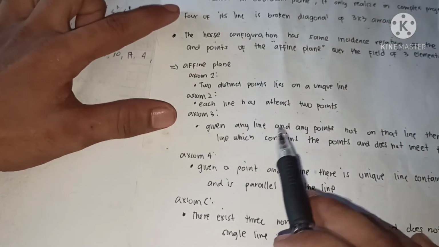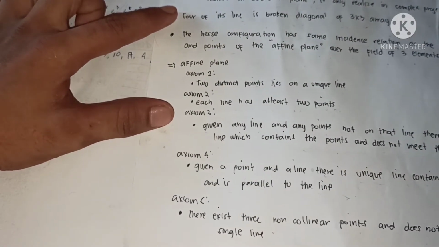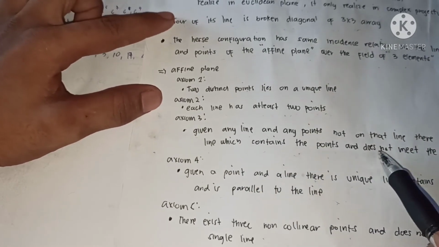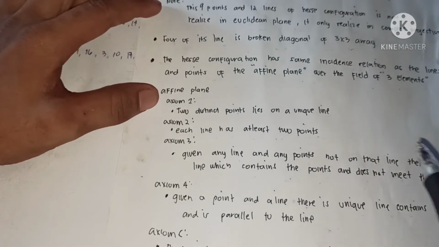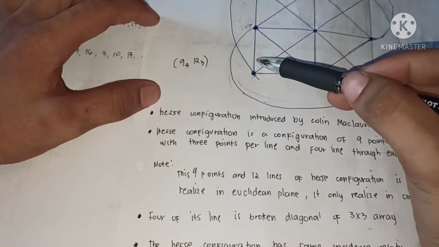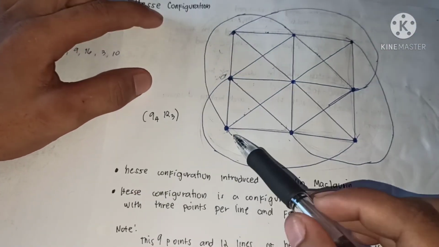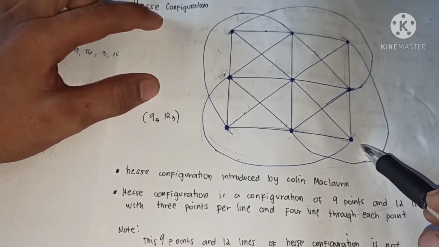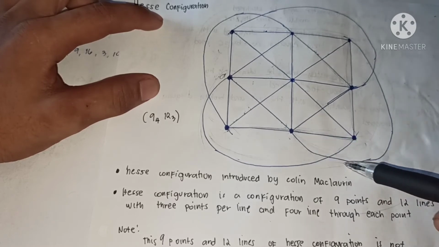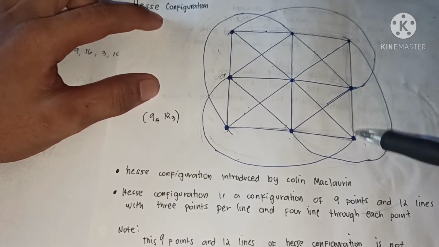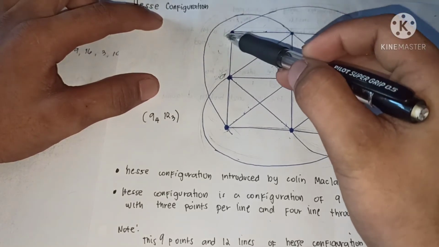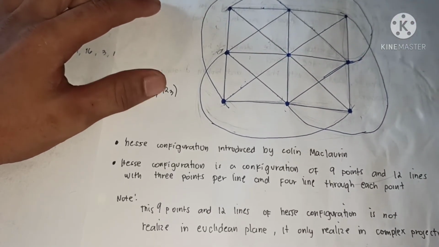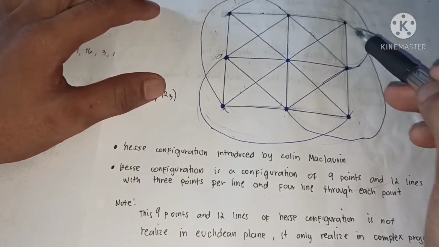And axiom 3: given any line and any point not on that line, there is a unique line which contains the point and does not meet the given line. Given a line and a point not on that line, there exists a unique line that does not meet the given line.